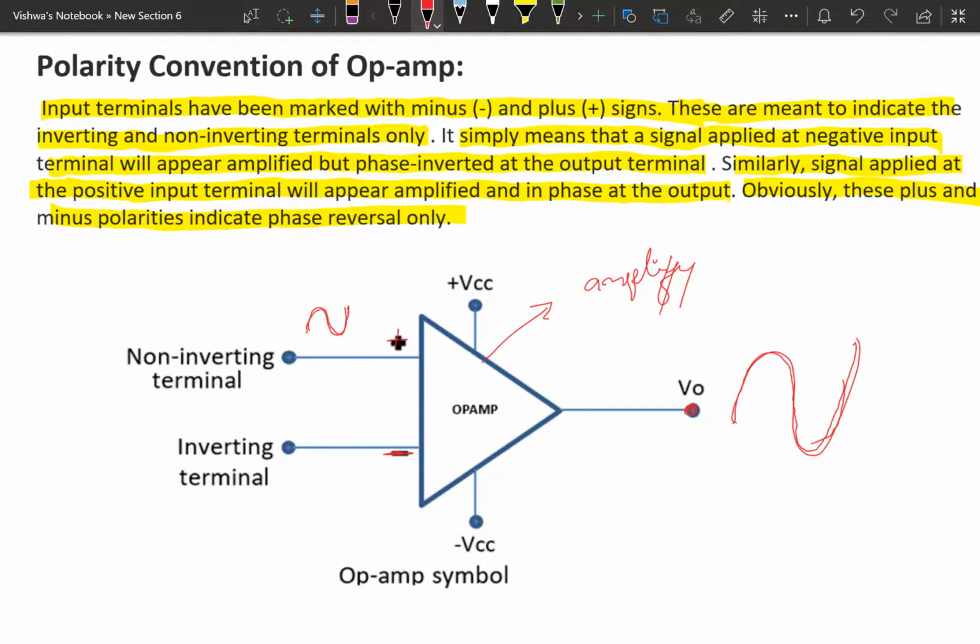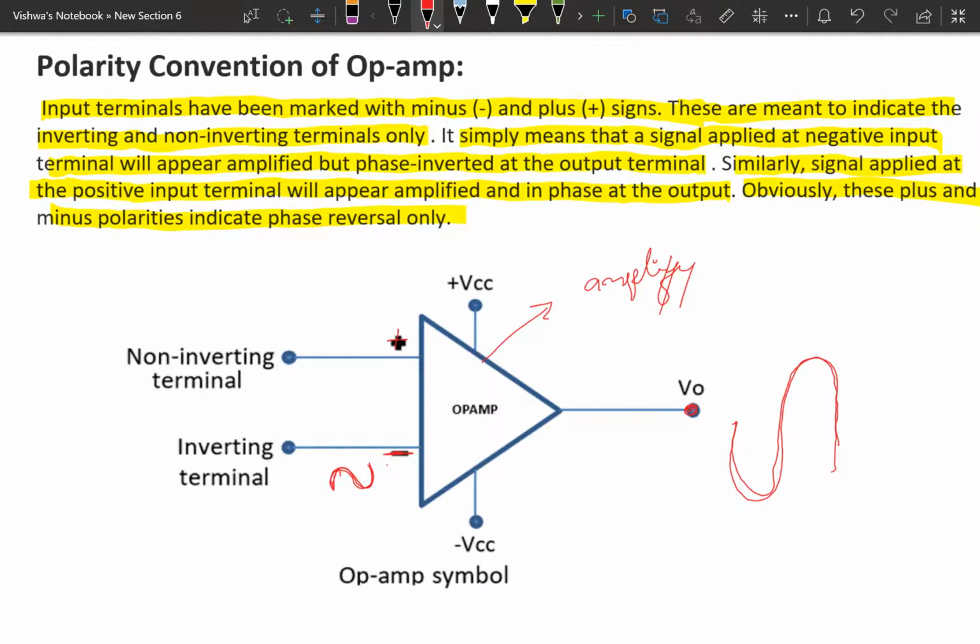Suppose you provide the input signal to the inverting terminal. What happens? The same sine wave signal I am applying here. Now the output will be out of phase. That means phase reversal. It will give a 180 degree phase shift, so that we get the output amplified and phase reversed. See here, this output is inverted and we get an amplified signal.